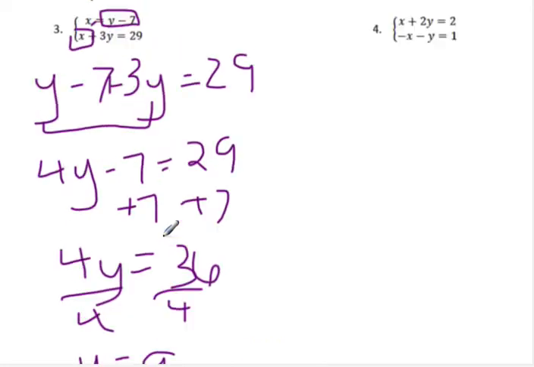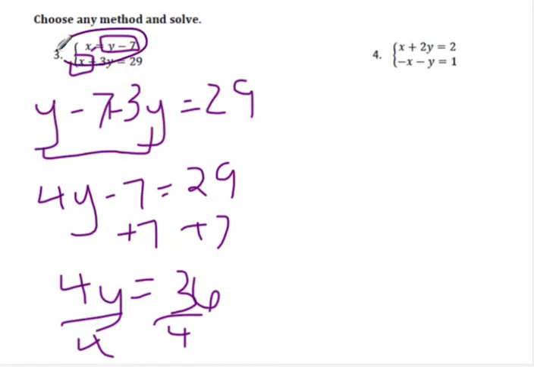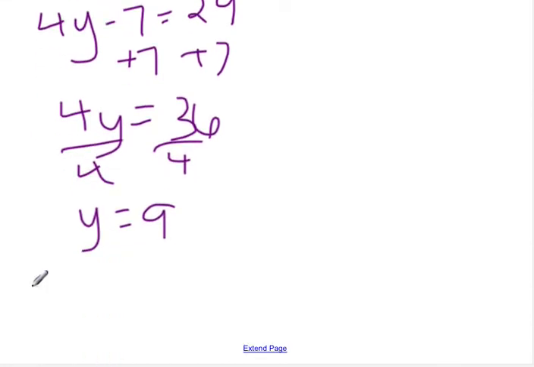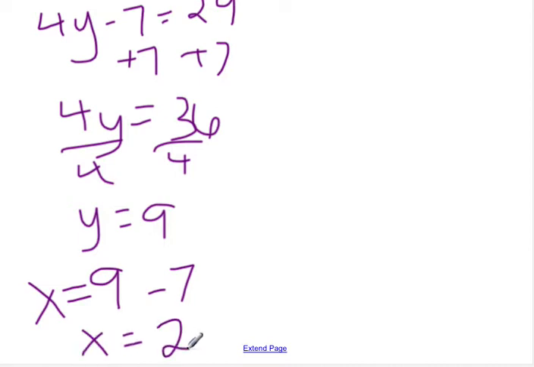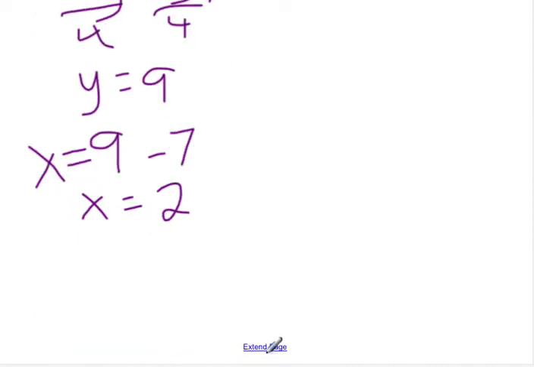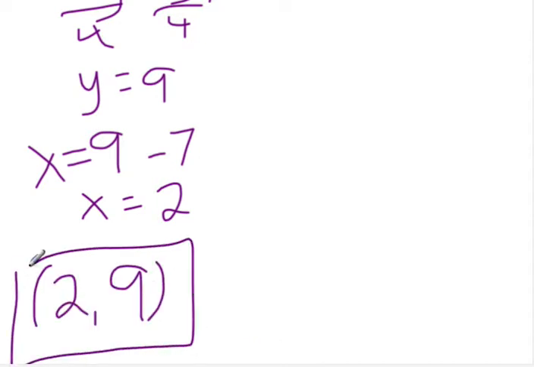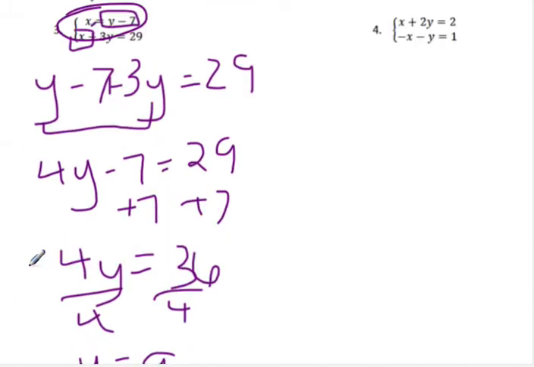Well, if I go back up and I look at the original problem right here, I see that that first one is already solved for x, so that makes the most sense to plug it into. So I'm going to take y out and put 9 in instead, and then minus 7. So then 9 minus 7 is going to give me 2. So I get that x is equal to 2. So now I'm going to write that out as a coordinate point. First I write my x, and then I write my y. So that's my final answer for number 3.